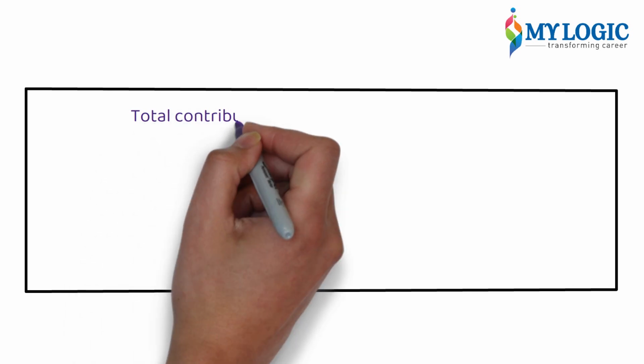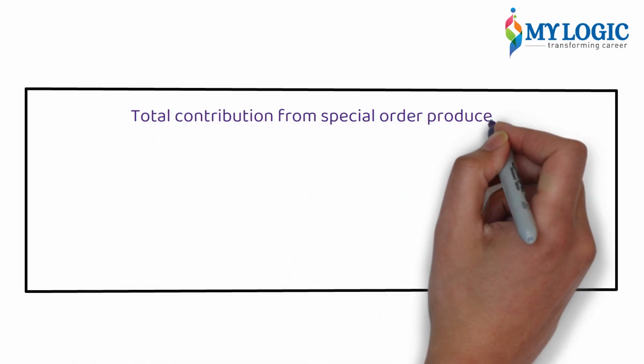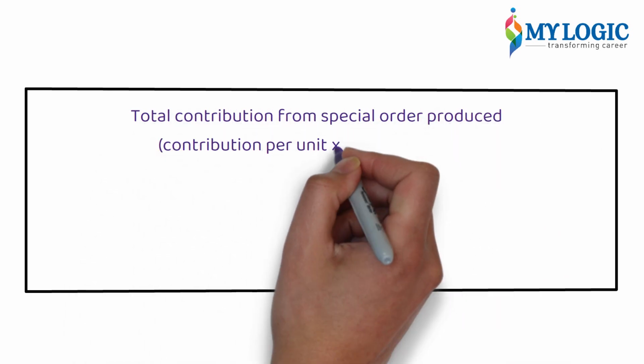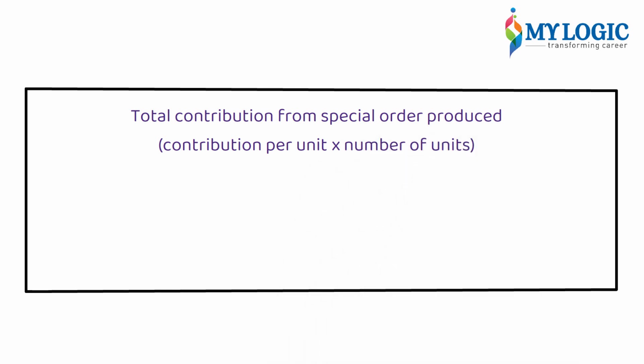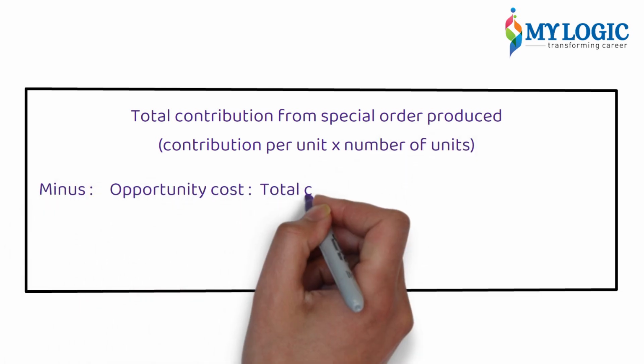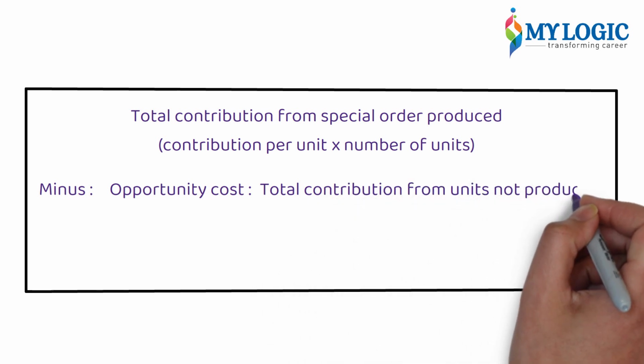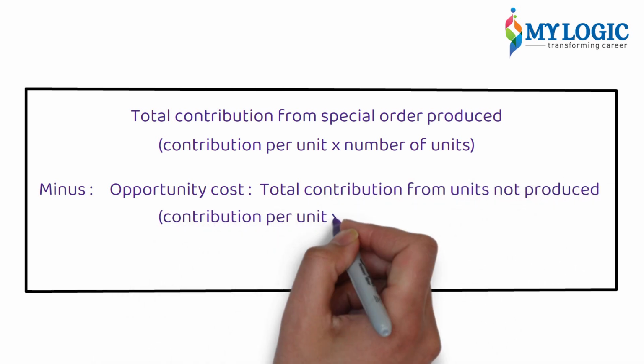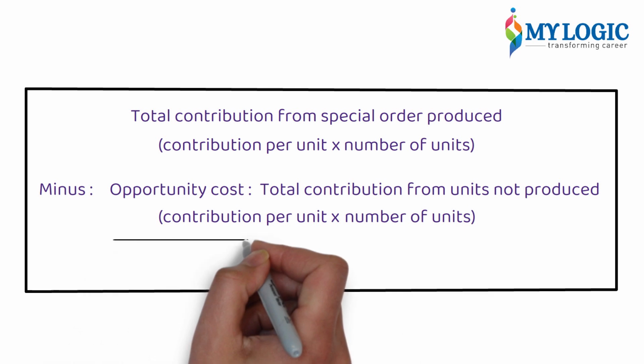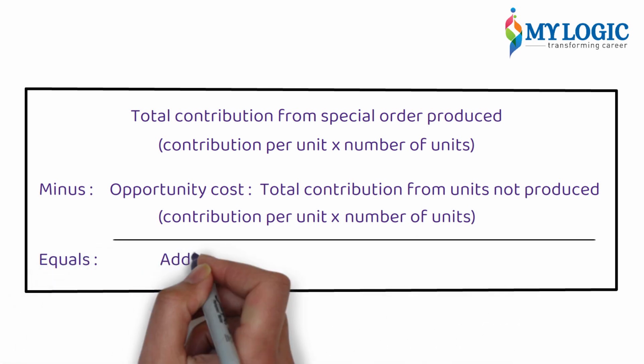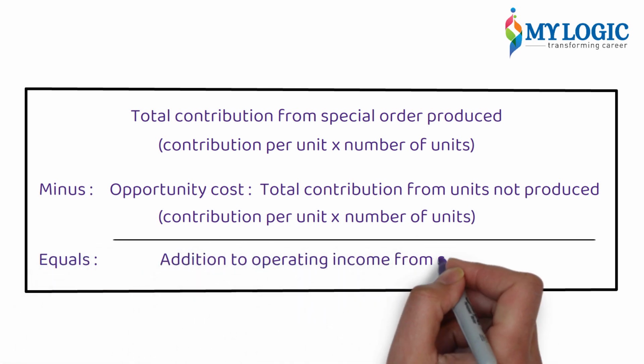Total contribution from special order produced: contribution per unit multiplied by number of units, minus opportunity cost. Total contribution from units not produced: contribution per unit multiplied by number of units. This equals the addition to operating income from the special order.